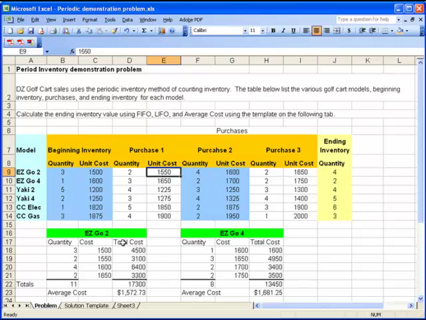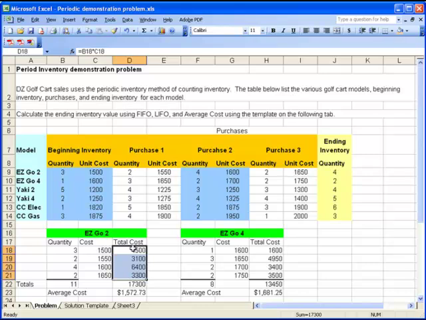Then we bought 2 at $1,550. That's transferred down here for a total cost of $3,100. Then we bought 4 at $1,600. That's shown here, 4 at $1,600 for a total of $6,400. And then finally we bought 2 more at $1,650, and that's shown here, 2 at $1,650 for a total of $3,300.